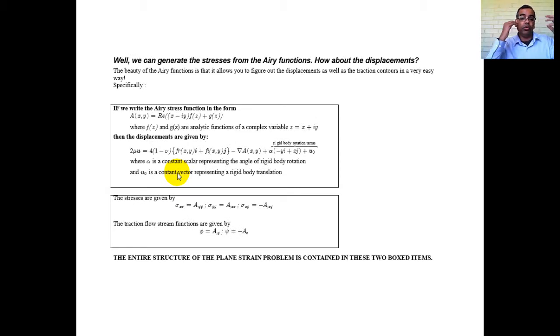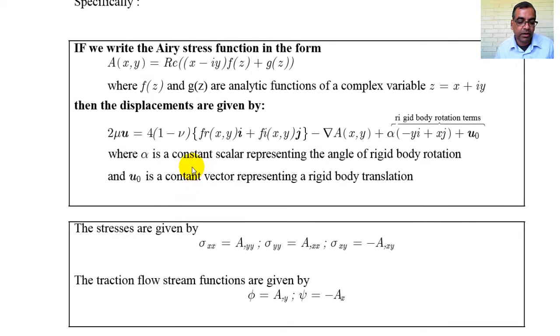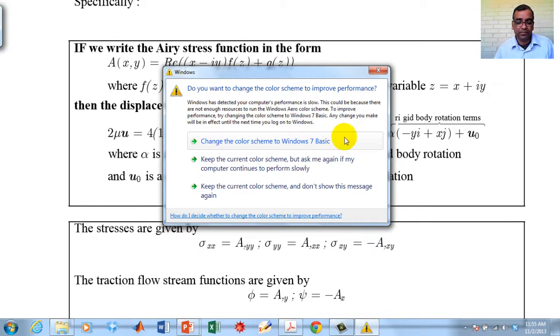Okay, now you can do a lot more than that. If you write an Airy stress function, you can actually calculate the displacements, and the result is given here. You can read that. I'm not really going to talk about this very much, but if you write your Airy stress function as a real part of x minus iy f of z plus g of z, then your displacement is given by the functions f and g. There you go. F real, f imaginary, and gradient of Airy stress function. That's all you need. You can calculate the actual displacements.